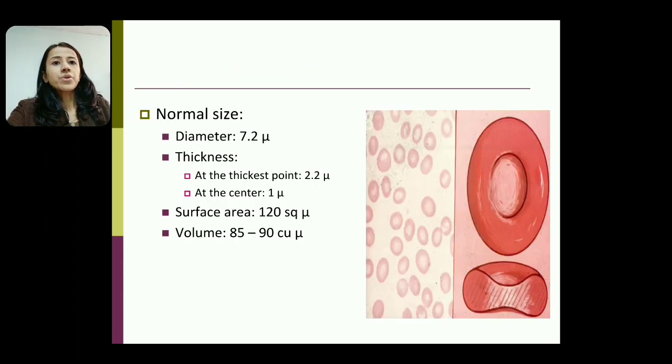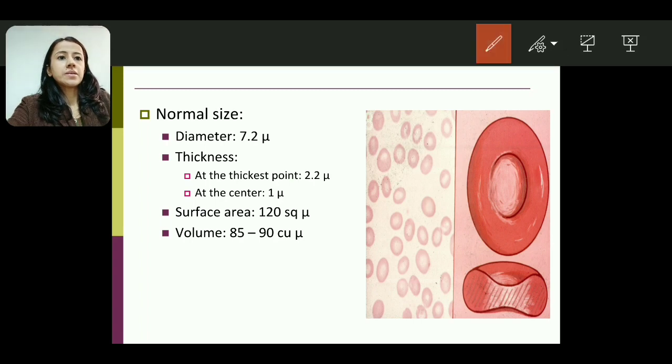Now we discuss the normal size of the cell. Diameter of the cell is 7.2 micron. You can see here, this is the diameter. And thickness at the thickest point is 2.2 micron, here. And thickness in the center is 1 micron. Surface area of the cell is 120 square micron. And volume of the cell is about 85 to 90 cubic micron.